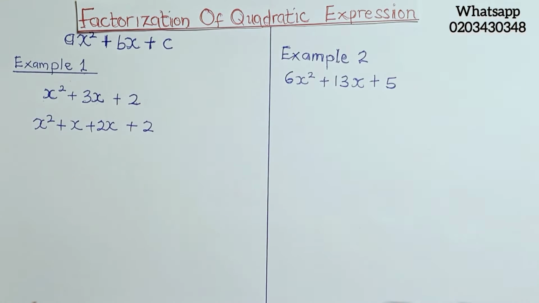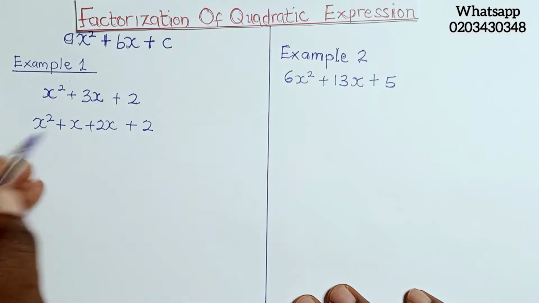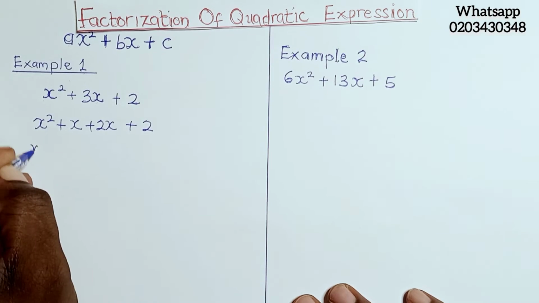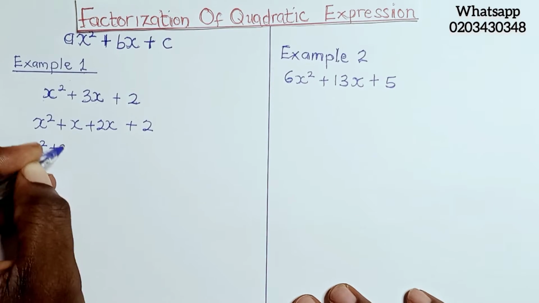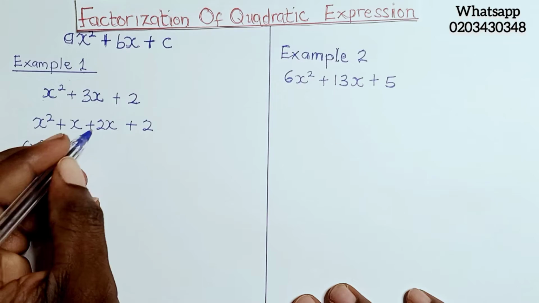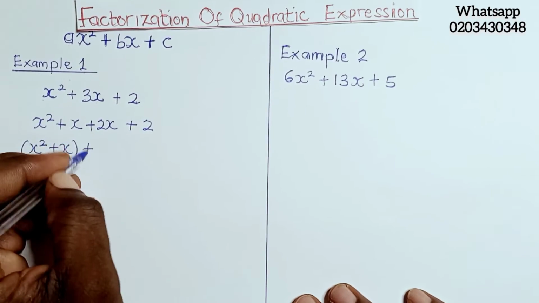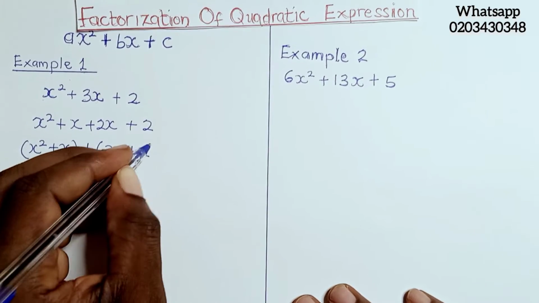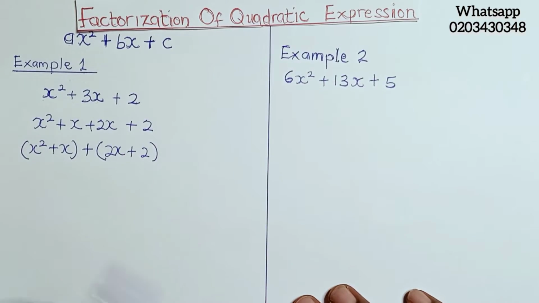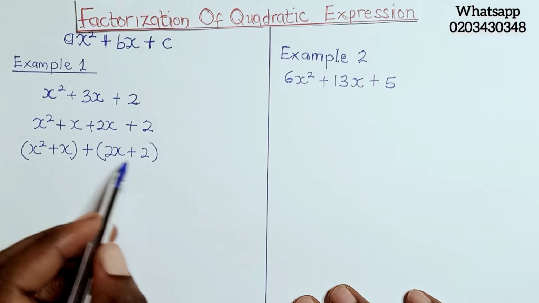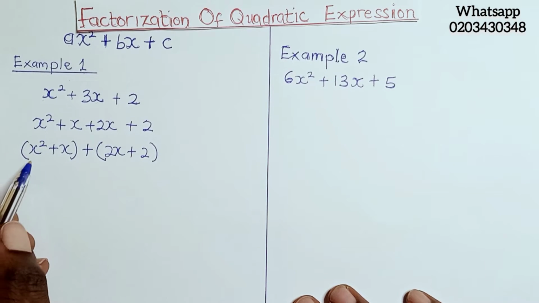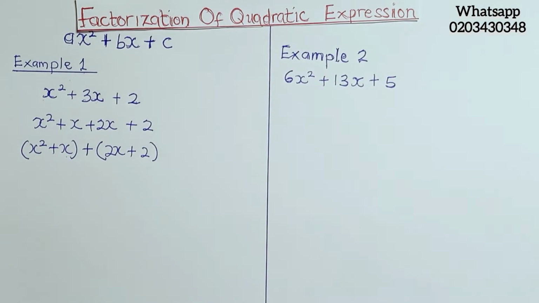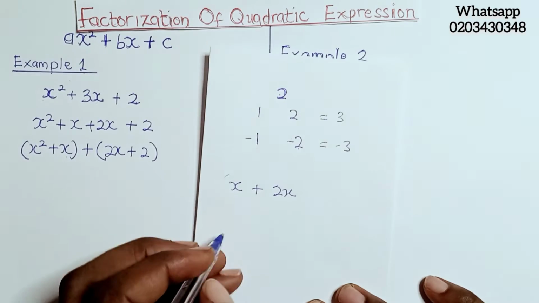So let's continue. Now you group them into brackets. I'll take the first 2 terms, x squared plus x, into one bracket. Then I'll bring this positive sign here, the plus. Then I'll put the 2x plus 2 here. This is where we'll factorize the common terms outside. When we look at this one, x is here, x is here. So we can factorize x outside. This is how you do it.